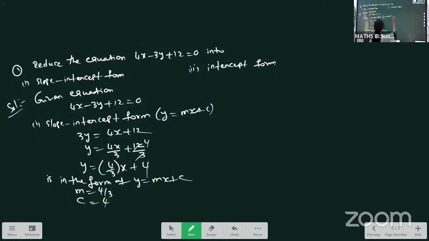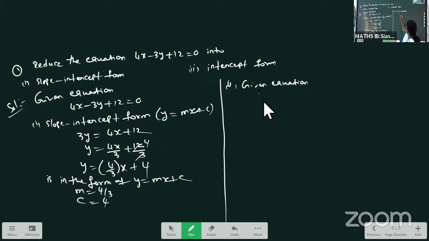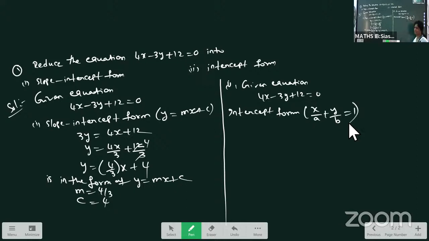The same question, second one: intercept form. Here also, take the given equation 4x minus 3y plus 12 is equal to 0. We want to convert into intercept form. What is intercept form? In brackets, write the general form: x by a plus y by b is equal to 1. In intercept form, the constant on the right must be 1.